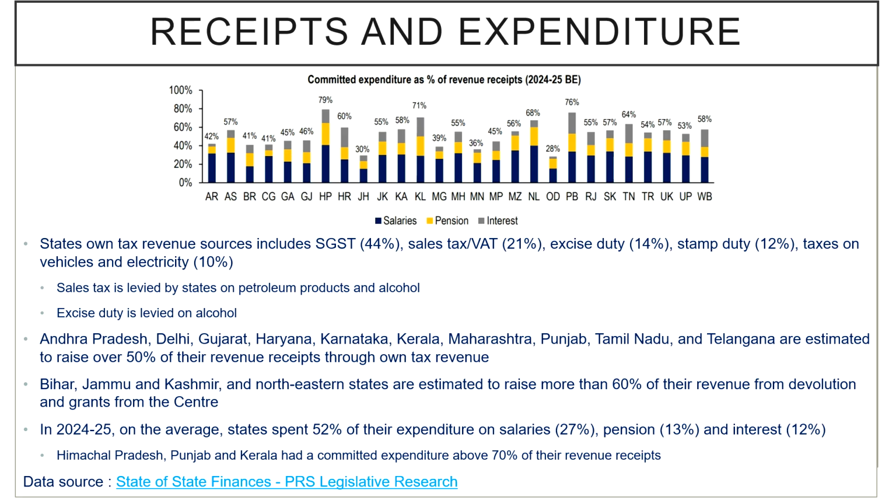Bihar, Jammu and Kashmir, and northeastern states are estimated to raise more than 60% of their revenue from devolution and grants from the center. In 2024-25, on the average, states spent 52% of their expenditure on salaries, 27% on pension, 13% on interest, and 12% on others. Himachal Pradesh, Punjab, and Kerala had a committed expenditure above 70% of their revenue receipts.